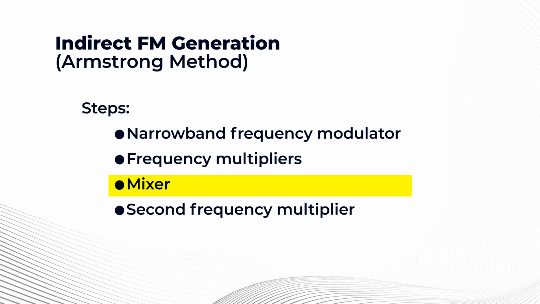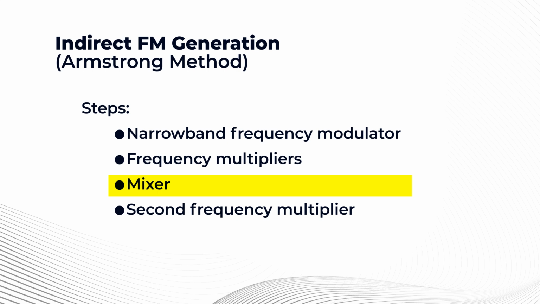After the frequency multiplier, the wideband FM signal is fed into a mixer. The mixer is a non-linear device that combines two signals, producing an output that includes the sum and the difference frequencies of the input signals. The purpose of this mixer in the indirect FM generation is to shift the frequency of the FM signal to the desired carrier frequency.